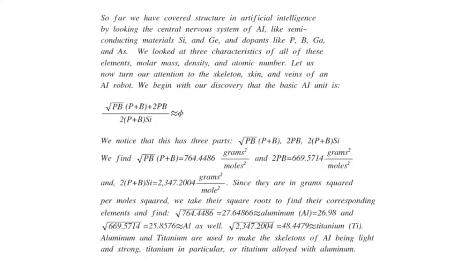Aluminum and titanium are used to make the skeletons of AI because they are light, strong metals, titanium in particular, or titanium alloyed with aluminum. So these are used for the skeleton of AI.